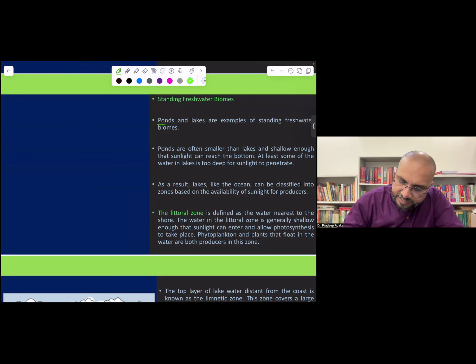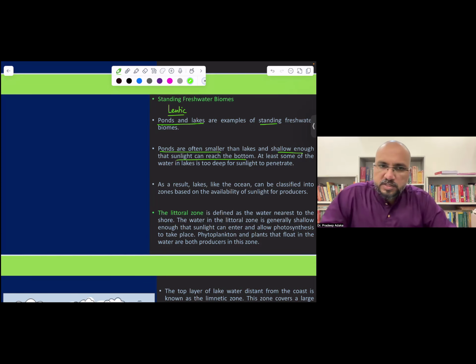So ponds and lakes are lentic standing freshwater biomes. So ponds are often smaller, lakes are larger. जैसे sea और ocean में difference है, ponds and lakes are also depend upon size. So ponds are often smaller and they are shallow. Ponds are often smaller and they are also shallow enough to allow the sunlight to reach the bottom. Ponds का जो depth है वो बहुत ज्यादा नहीं होता है, only few meters.